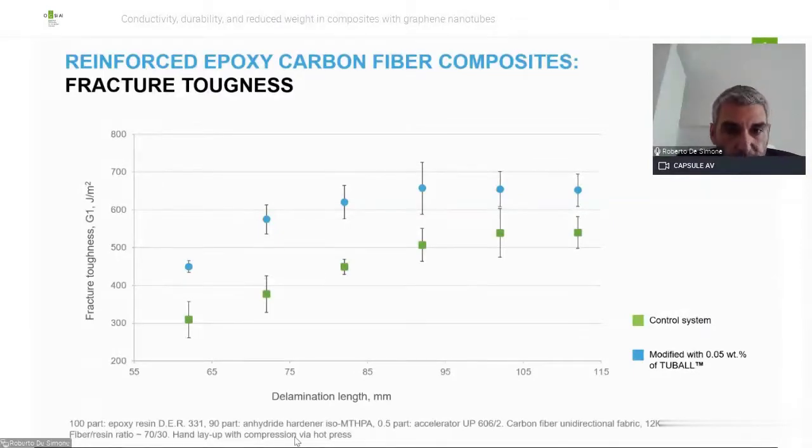A graph to put in comparison fracture toughness with the delamination length. You can see on the red spot the control system we used, and on the blue spot the increased fracture toughness, the system where Tubal, the active material, is dispersed in the resin at 0.08%.